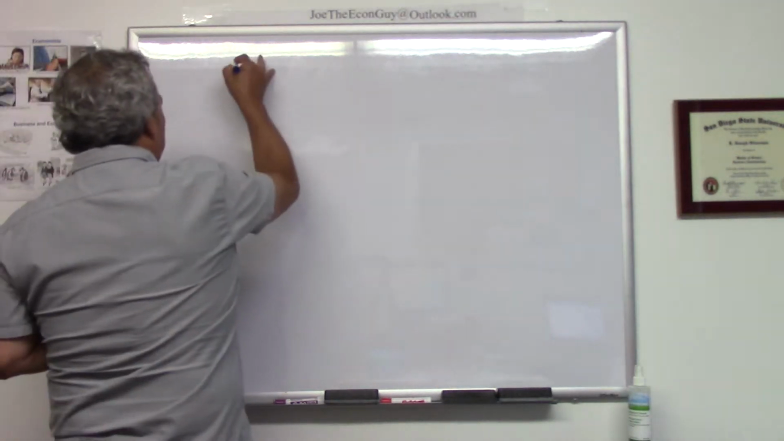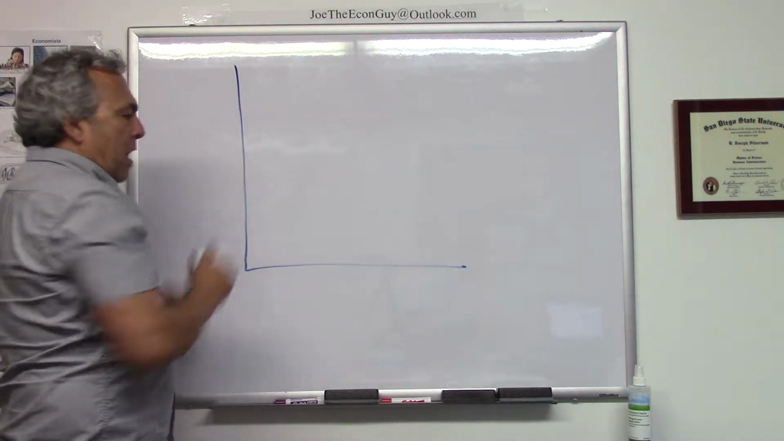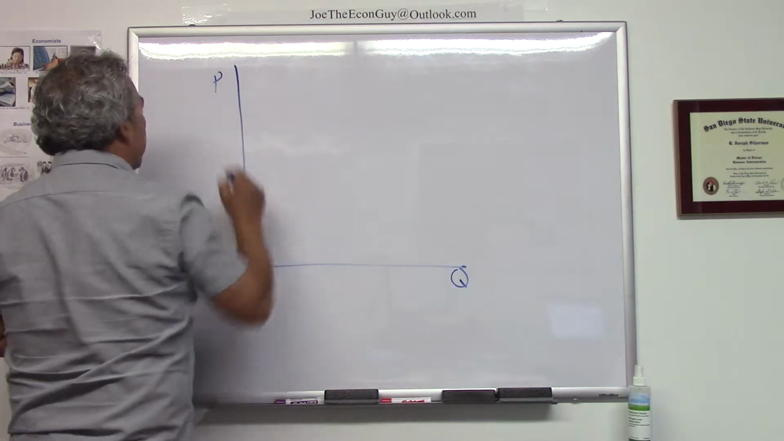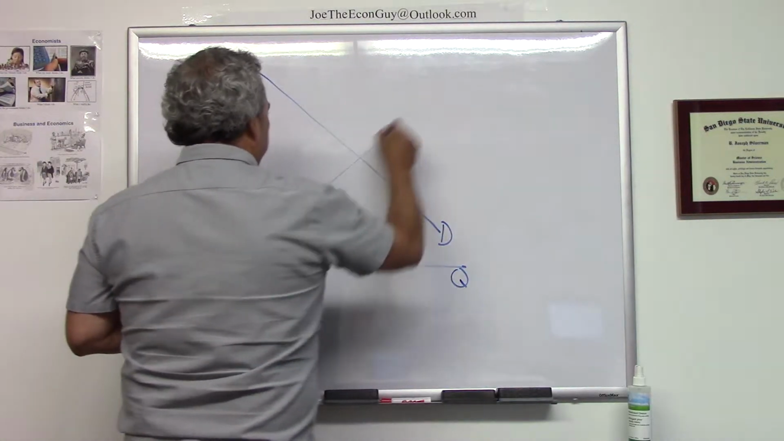So the first thing we're going to do is draw a market graph. Over here we've got our graph in the top quadrant. We've got quantity on the x-axis, price on the y-axis. Our demand curve is downward sloping. Our supply curve is upward sloping.